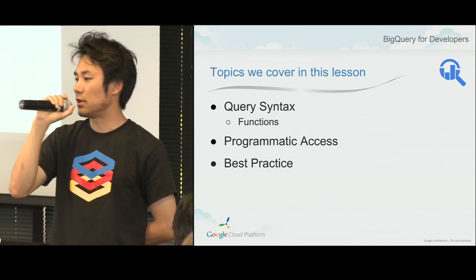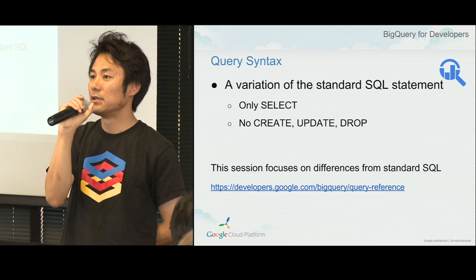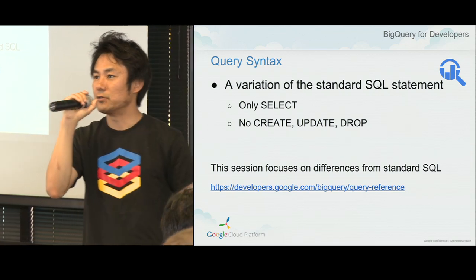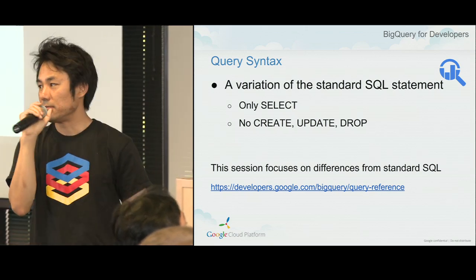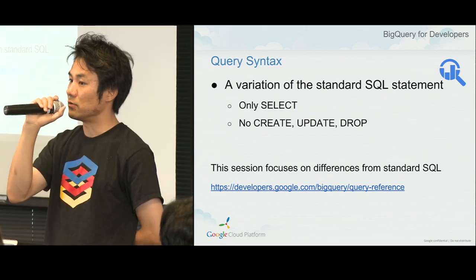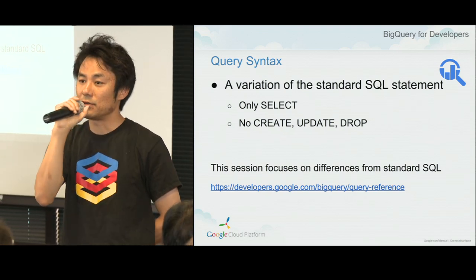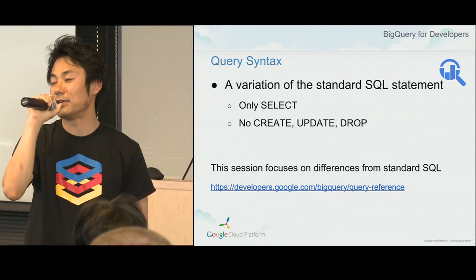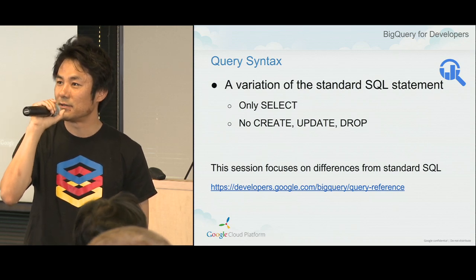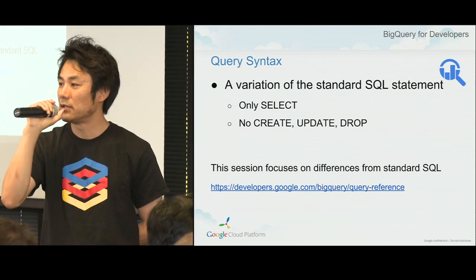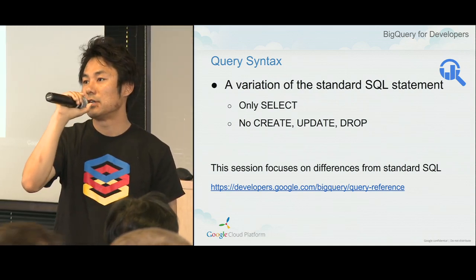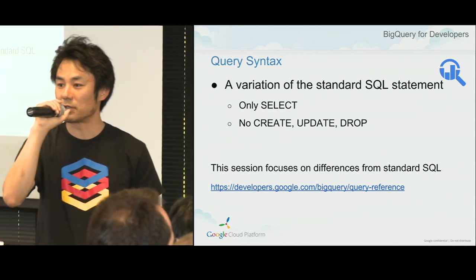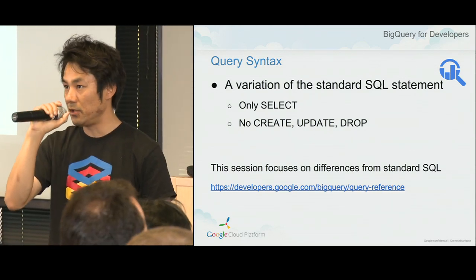All right, so let's start with the syntax. As we already know, the syntax is a variation of SQL, but BigQuery doesn't really allow you to modify the data. So the only statement you can have is select. There's no create or update or drop. If you want to drop the table, go to the Web UI or use BQ. And update, we don't have any update. Create, you can create a table by BQ load or from the Web UI.